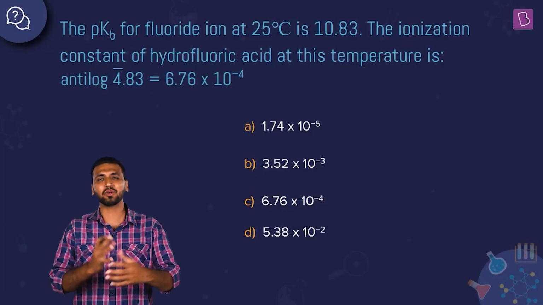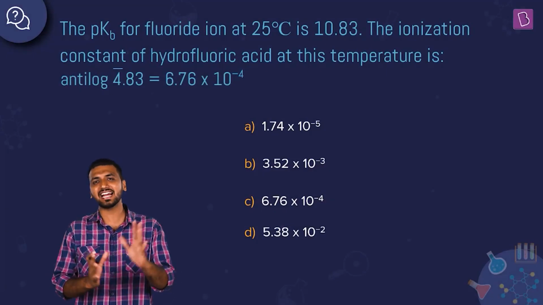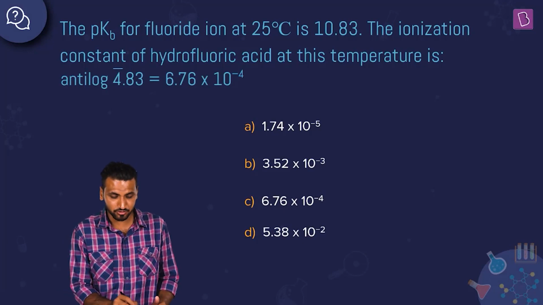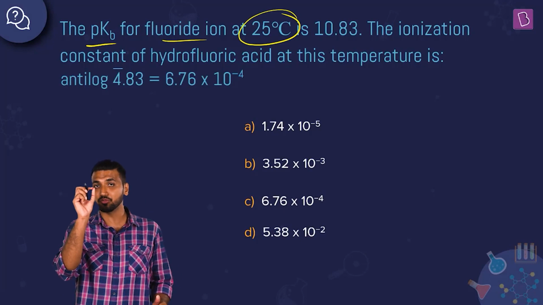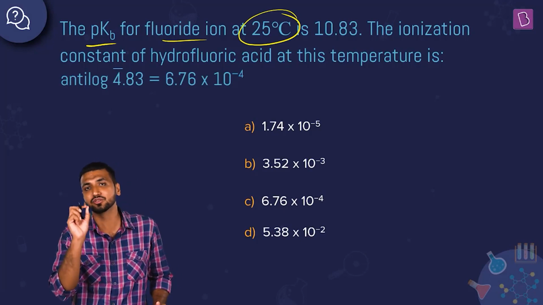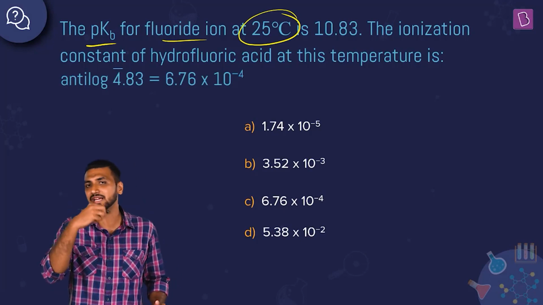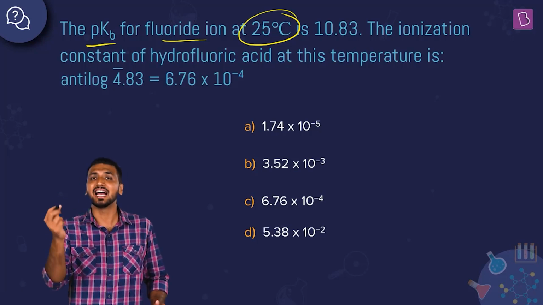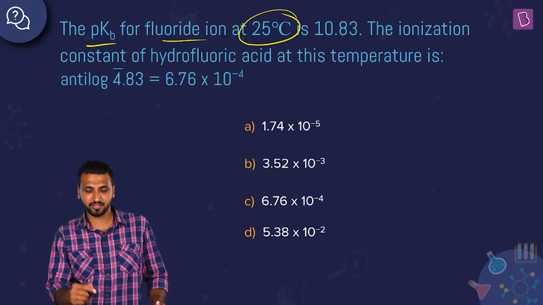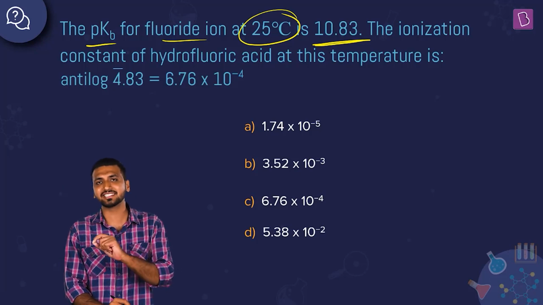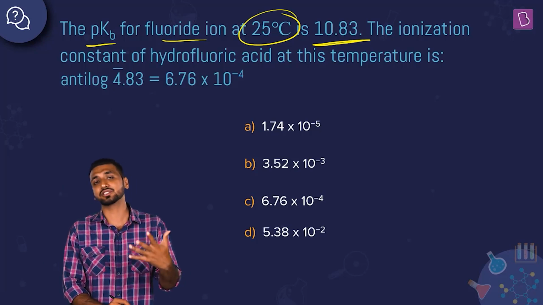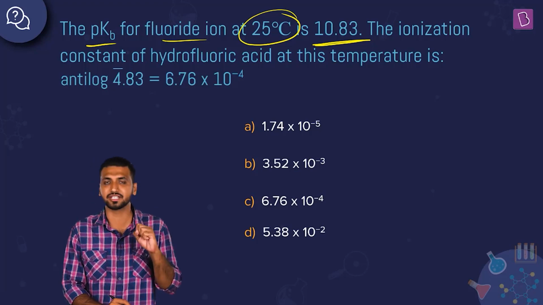Alright, so here we have a question that is based on the pKa and the pKb values. Some data is given to you: pKb for fluoride ion at 25 degrees C. That's an important thing. At 25, you know the value of Kw is 10 to the power minus 14, and the pKw becomes 14. The pKb given is 10.83, and you have to figure out the ionization constant of hydrofluoric acid.